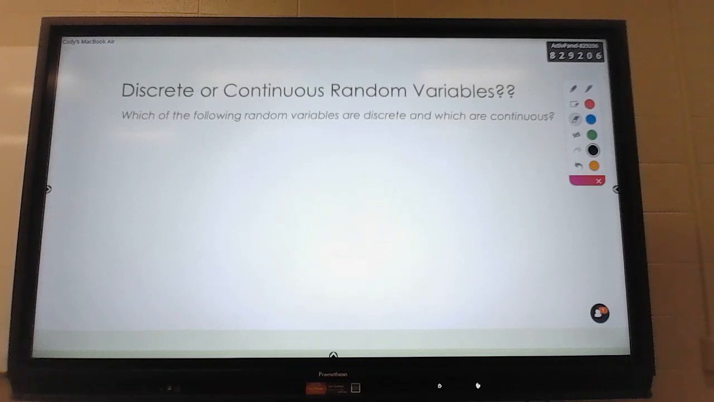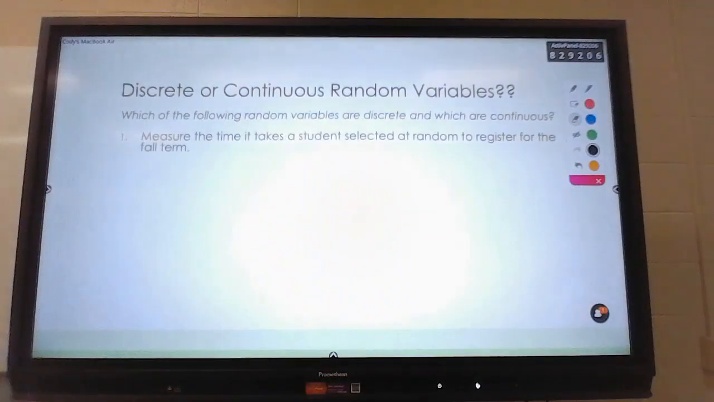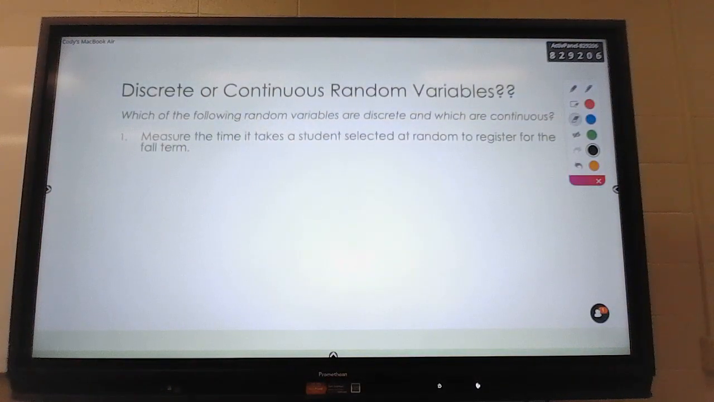Now, let's go through an example. Which of the following random variables are discrete and which are continuous? Measure the time it takes a student selected at random to register for the fall term. Now, how do we calculate that as either discrete or not? Okay, well, first we need to talk about the fact that we're talking about time. So how do I know if time can be considered a discrete variable? I need to figure out, well, is time continuous?